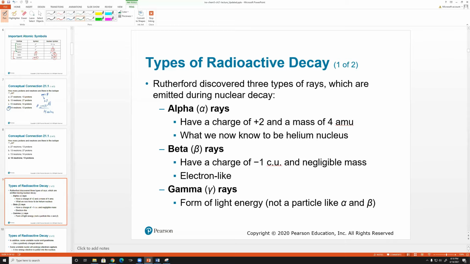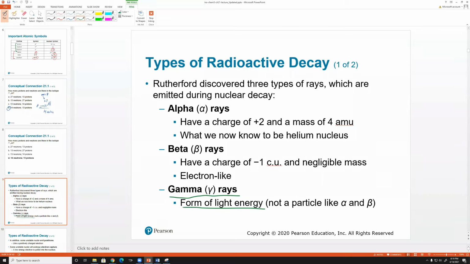Okay, so types of radioactive decay. We have alpha decay and beta decay, and you have also gamma decay. Gamma rays, this is the first time we're seeing them, right? So what a gamma ray is, we've seen it before in chapter 8. It's not a particle with mass. It's a form of light. It's electromagnetic radiation.